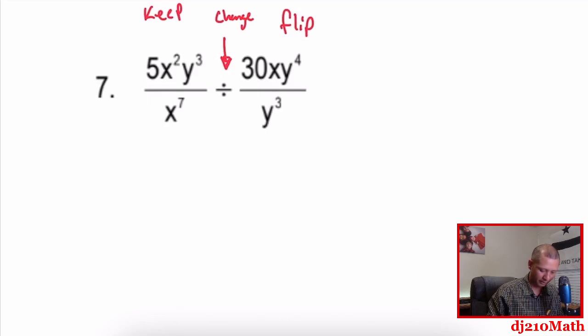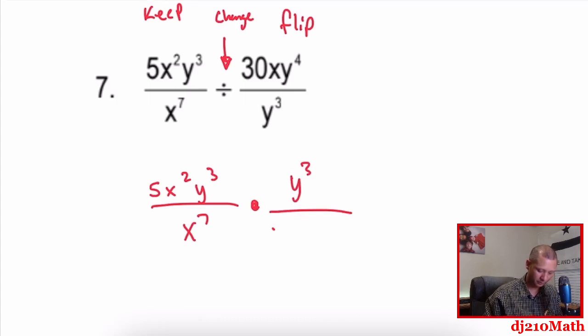Do you have to rewrite it? No, not necessarily. A lot of mistakes happen when you rewrite it, but I'm going to rewrite it. So multiplication, and then we flip it. y cubed, 30x, y to the 4th. Okay. It's multiplication now. Now we can start canceling. So you never want to cancel in a division problem with the division sign still there, right? Because if you try to cancel y cubed and y cubed, rookie mistake.